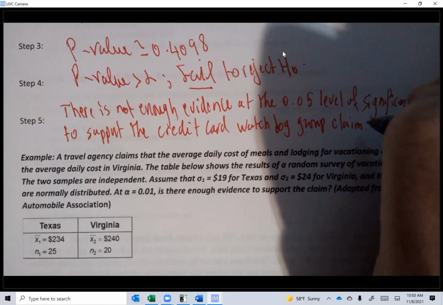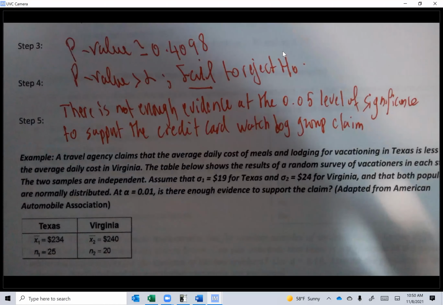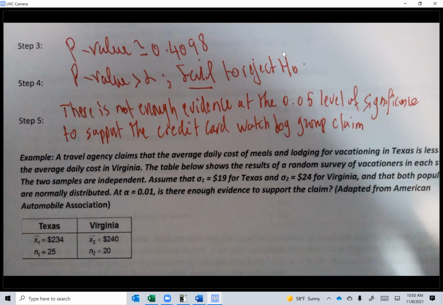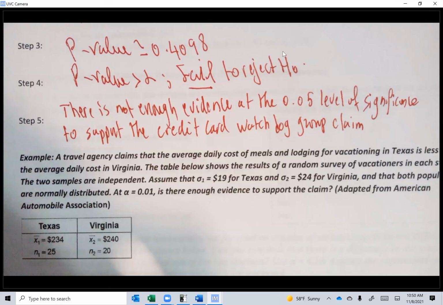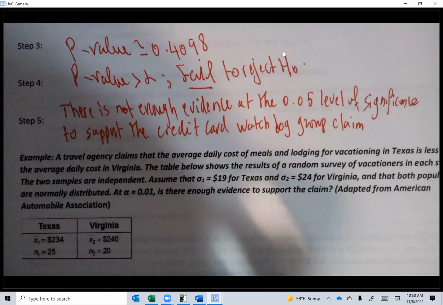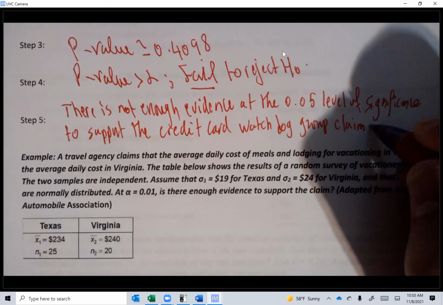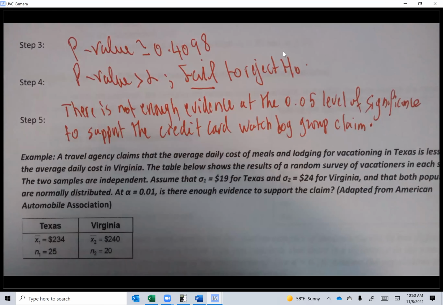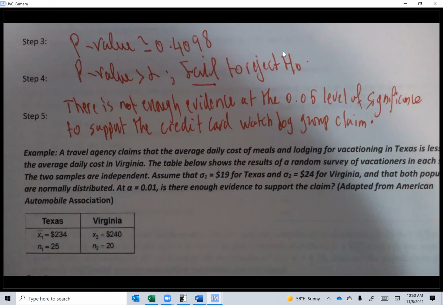That the mean credit card debt in both Illinois and California are different. We cannot support this claim. We're not saying we're supporting, we're saying we cannot support this claim. So what do you guys think? It's not too bad, isn't it?